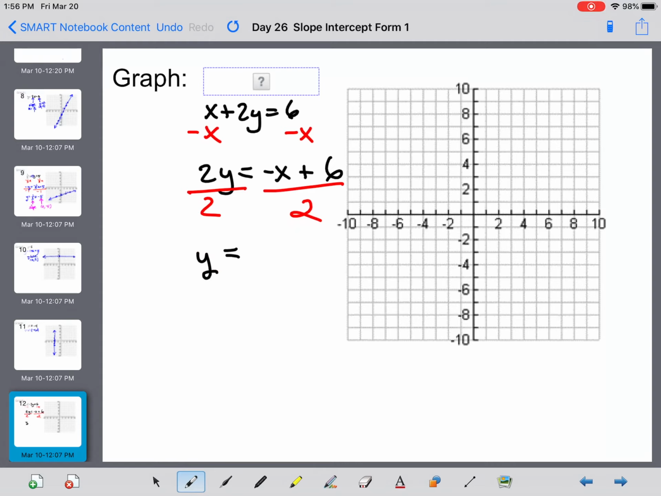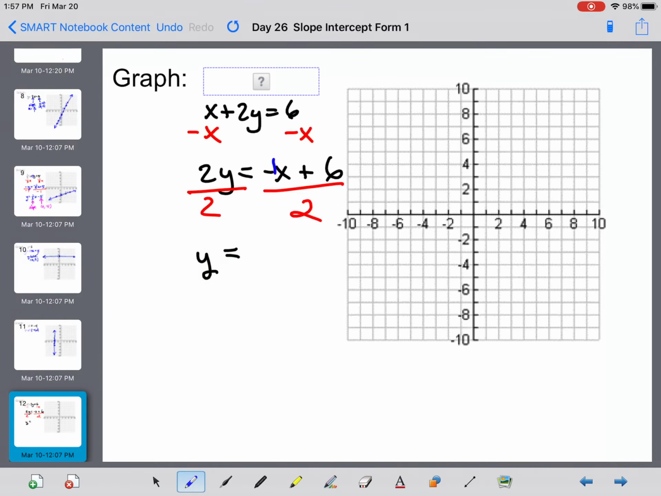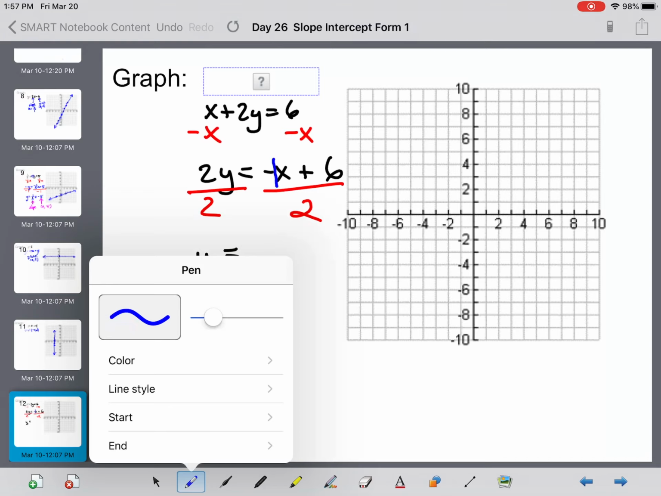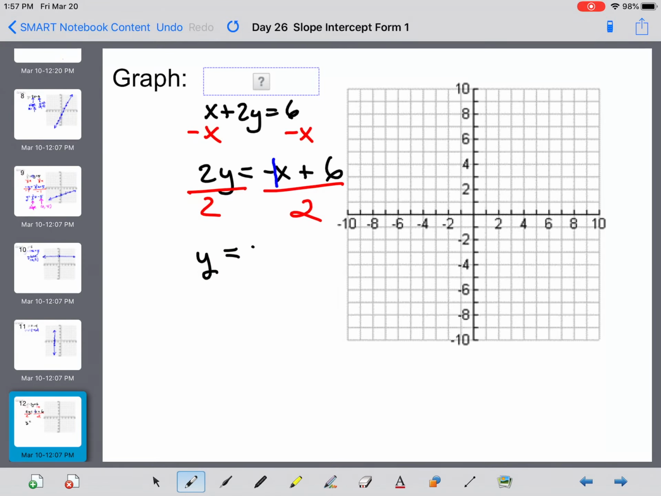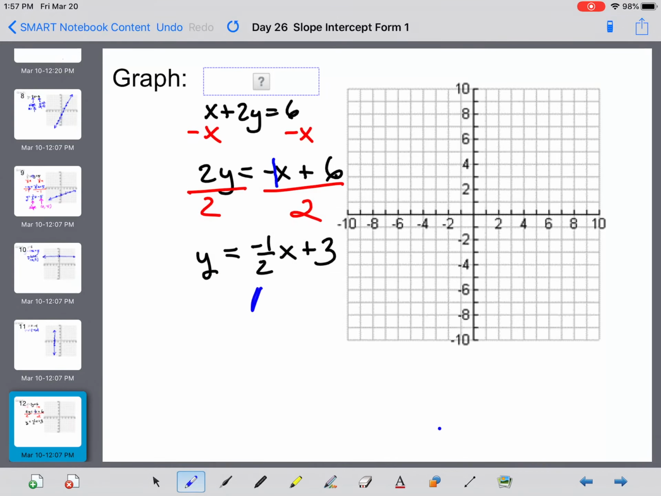So 2y divided by 2 is going to be just y. Now -x divided by 2, this one's a little bit tricky. I'm going to sneak in a 1 in front of that x to make it look like a -1x. Because now I can think about it like a -1 divided by 2 is a -1/2. It's -1 over 2. And then -6 divided by 2 would give me -3. Now this one is ready to get graphed. My slope is -1/2. My y-intercept is going to be at the point 0, -3.